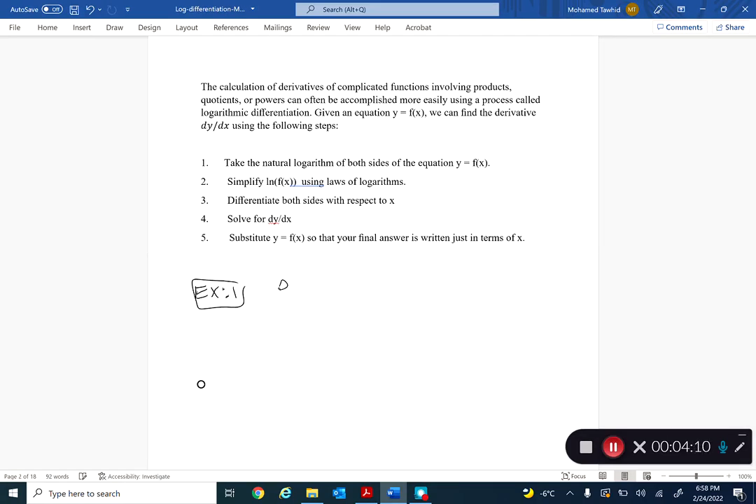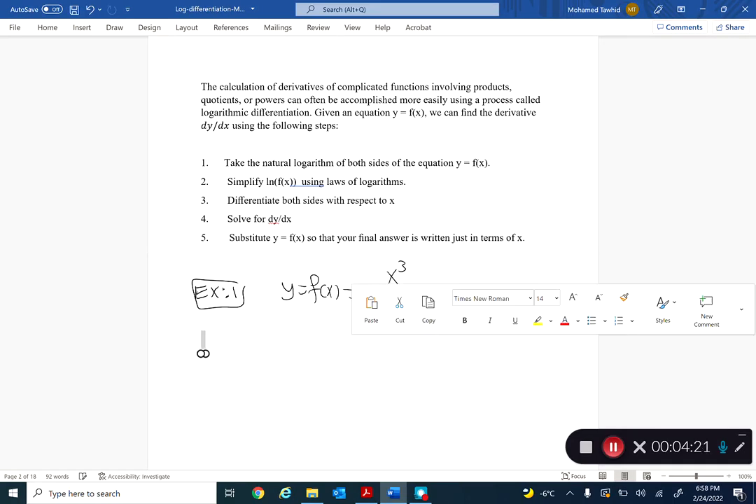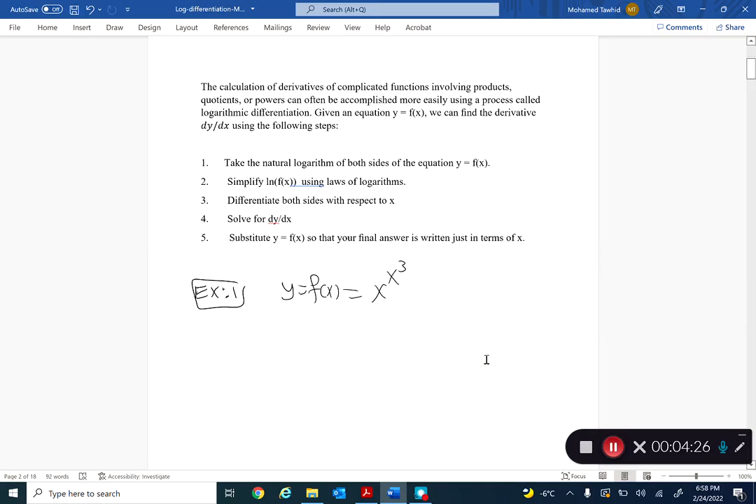If you have, say, f of x, or your y, which is the same, y equals f of x, equal to, say, x to the power x cubed. So what is the question here? The question is, I need to take the derivative. What is the derivative here?